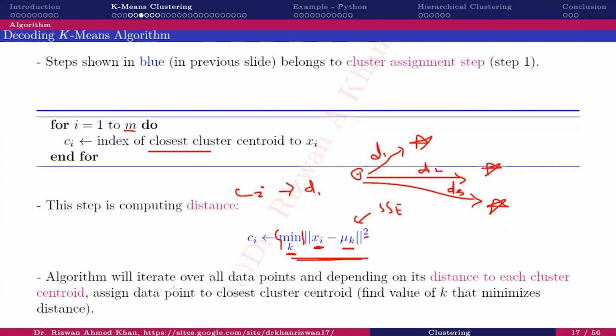Right? So the algorithm will iterate over all the data points, and depending on the distance to each cluster centroid, assign the data point to the closest cluster centroid. Find the value of k that minimizes this distance. In other words, right? I believe this should be very clear to you now.